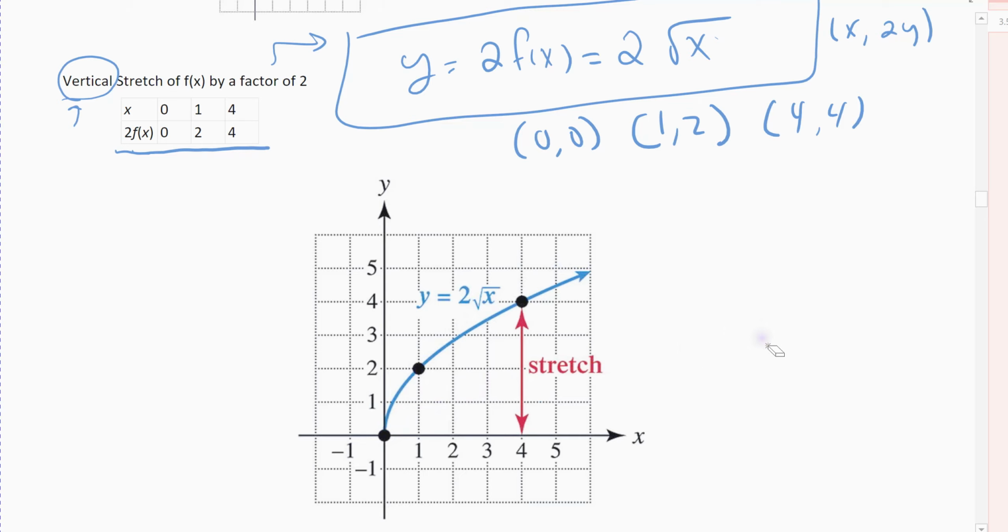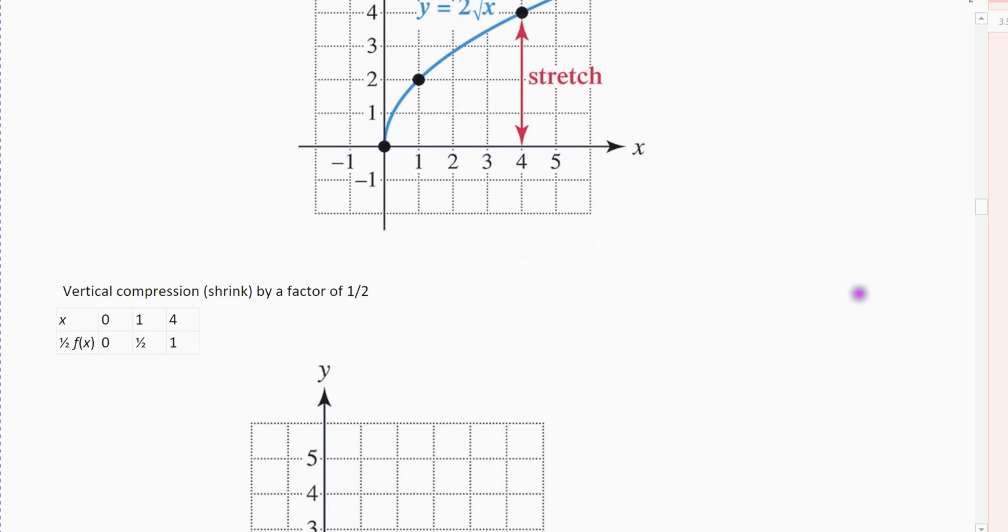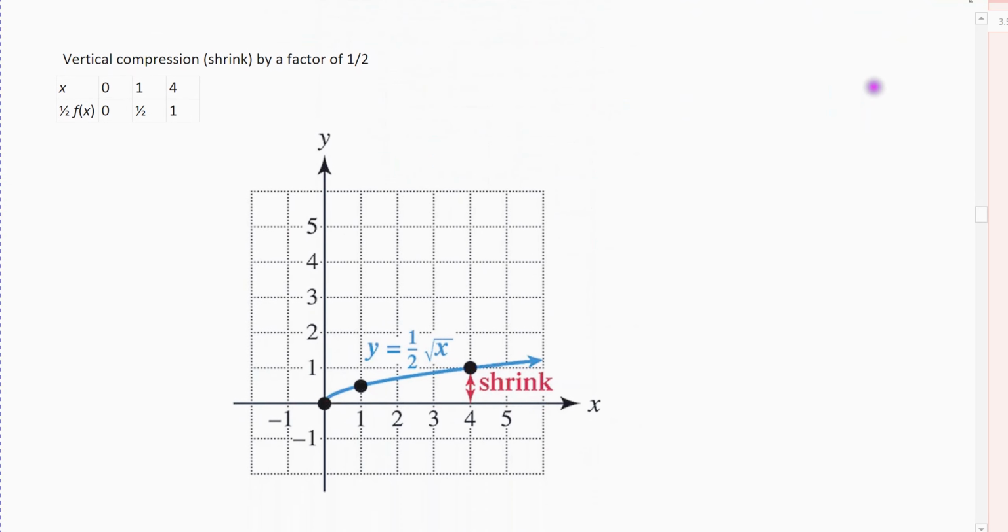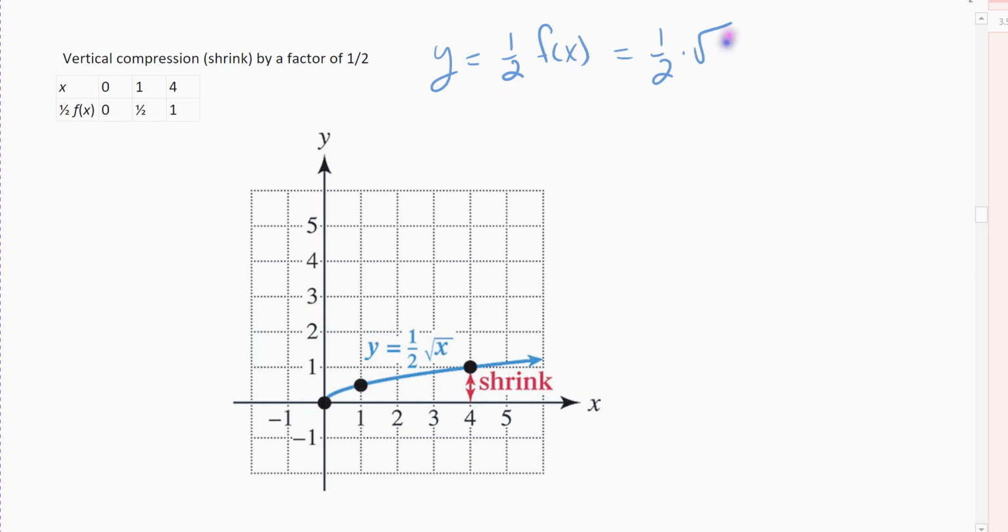Alright, so that's what happens when we stretch it vertically. Now a vertical compression, or shrinking it. Some books use the term compression, while this book typically uses shrink, but compression and shrinking are the same thing. It's pushing it down, right? When you compress something, you push on it, and it shrinks. So if I want to shrink by a factor of 1/2, all of my y values get multiplied by 1/2. And so my new function, my f of x, gets multiplied by 1/2, so it's 1/2 times the square root of x.